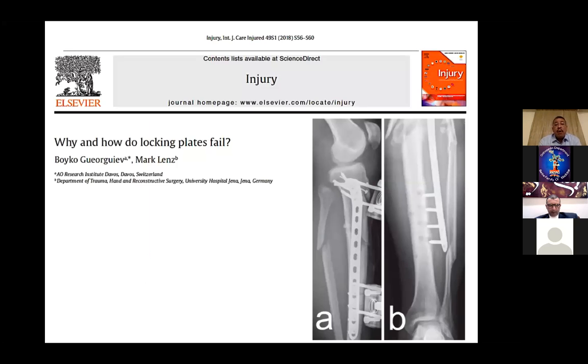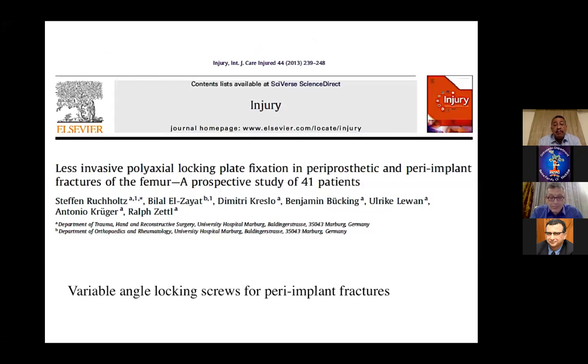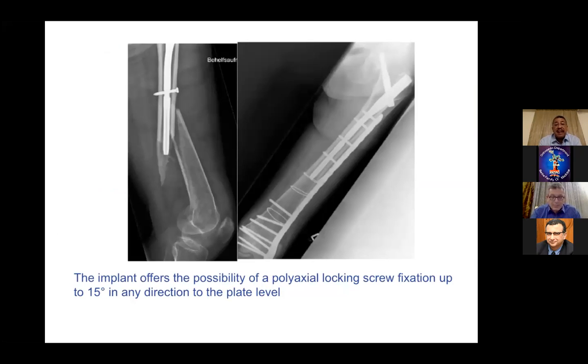If you would like more information about how locking plates fail, I would like to recommend this article. What are the developments in locked plates? The variable angle locking screws. You all know it is useful in periarticular fractures, not only in periarticular fractures, but also in peri-implant and periprosthetic fractures, like this case with a peri-implant fracture around an intramedullary nail. And if you have a polyaxial locking screw, you can have bicortical fixation using this technique.